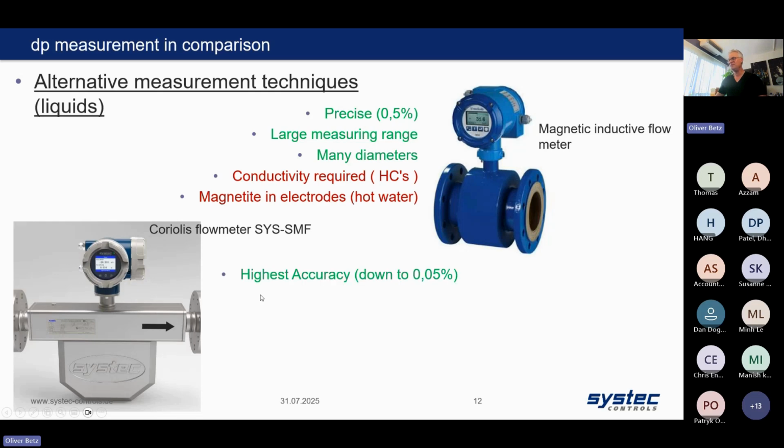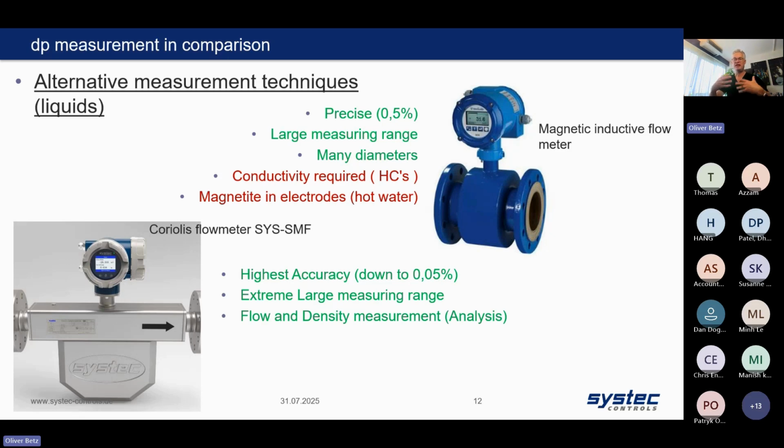A Coriolis flow meter has the highest accuracy currently among flow meters, down to 0.05%, which is extraordinarily high. By this high accuracy, you can cover an extremely big flow range. So it's a nice technology in terms of accuracy and flow range. And by the physical principle, you have a direct mass flow measurement, and a density measurement is also part of the measurement. So you can even do some analysis for processes.